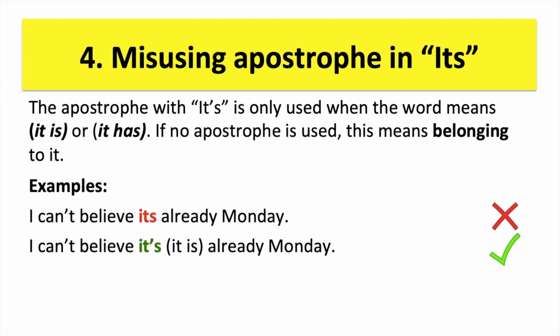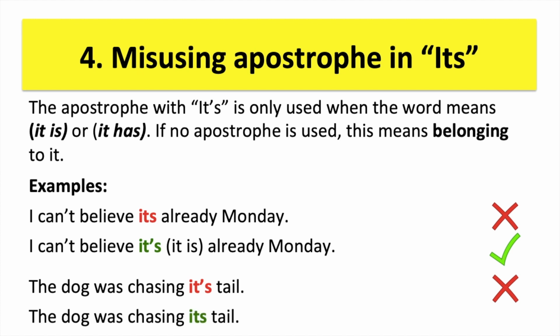Let's look at another example. The dog was chasing it's tail. This is incorrect. The dog was chasing its tail. This is the correct version. An apostrophe is not needed because the tail belongs to the dog. We cannot put an apostrophe here because that means we could say the dog was chasing it is tail, and that does not make sense.